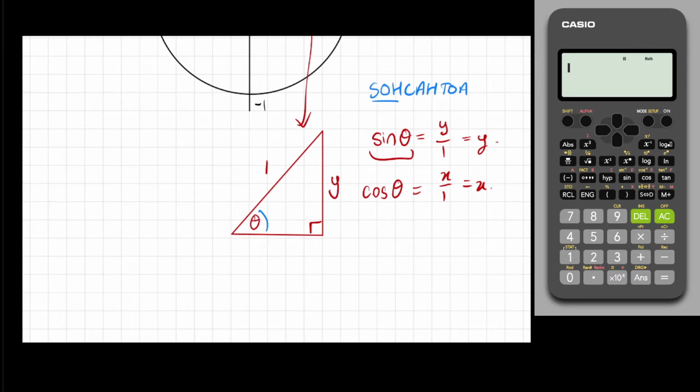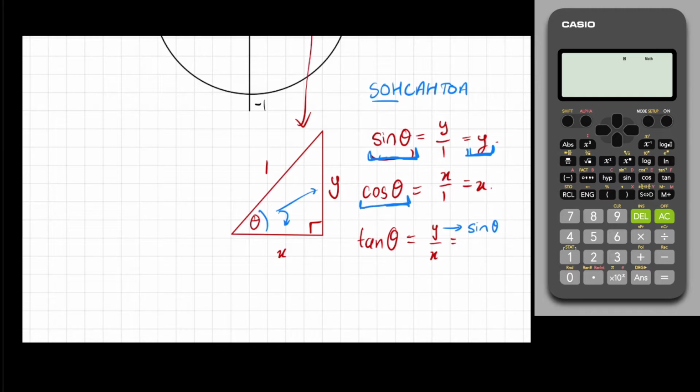Finally, we've got the tangent one. So tan theta is equal to opposite over adjacent, which is y over x. But we can rewrite this because up here we decided that sine theta was equal to y. So where I see my y, I can replace it with sine theta. And the same thing goes for the cosine and x.